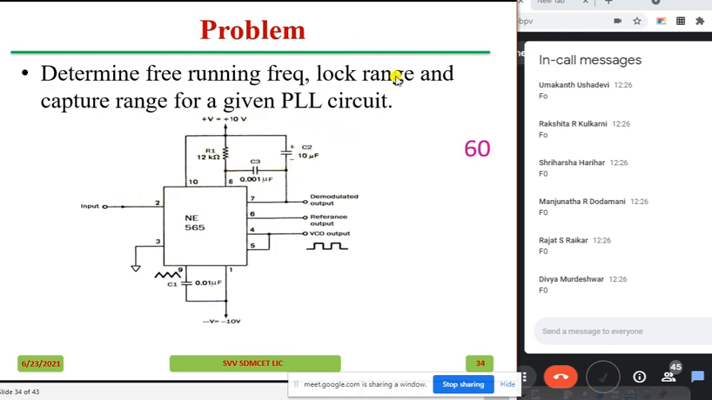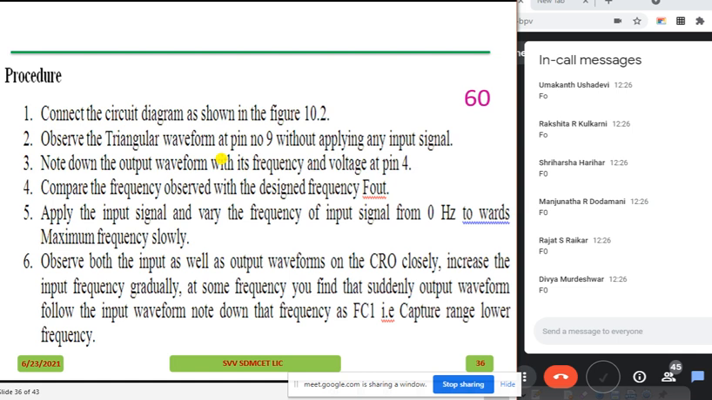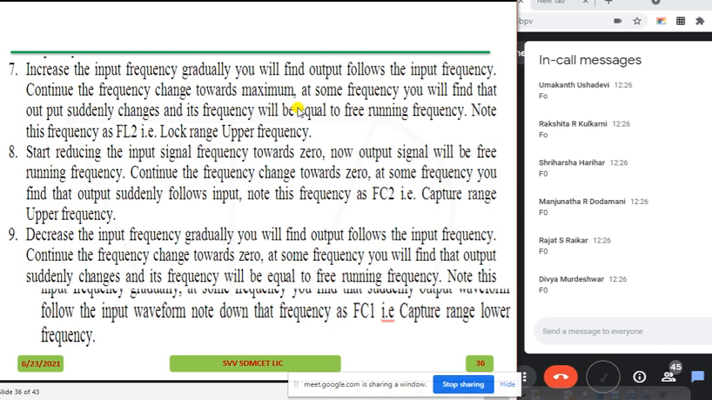Determine the free running frequency, lock range, capture range. They have given the circuit. I know the values and I know the equation. Simply I will fill the values in the equation and I will get the capture range as well as the lock range. The procedure, how to conduct the experiment, you have already been given in the sheet. And if you want, this information will be available to you. People can go through how to conduct the experiment to find the capture range, the lock range, and the free running frequency.